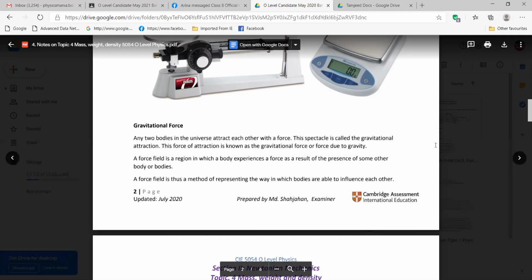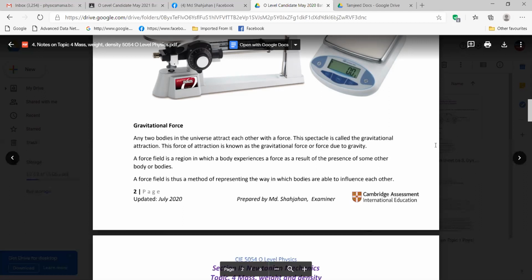So, clear? Got it, this one? And yeah, continue. You continue. First paragraph you are done. The second paragraph you read. Third paragraph you read. Then continue.